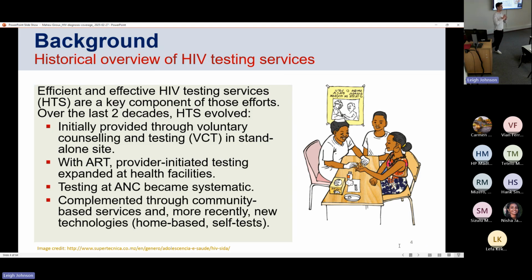If we think about how HIV testing services have evolved over the last 20 years, initially when it started in the region here in the last 2 decades, at the beginning of the 2000s, it was initially provided in standalone sites. So you needed to have symptoms or co-infection to be tested. And then with the scale-up of the ART program, testing services were also expanded at health facilities, and then testing at antenatal care became systematic, and of course now it's complemented through other testing modalities, for example, home-based tests, self-tests, or index testing that are gaining in prominence.